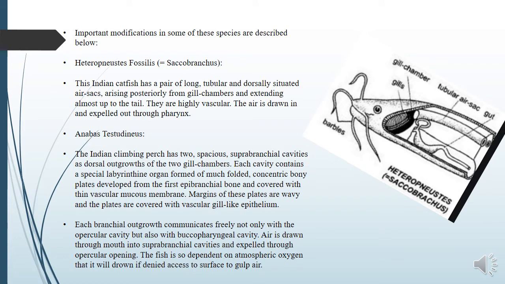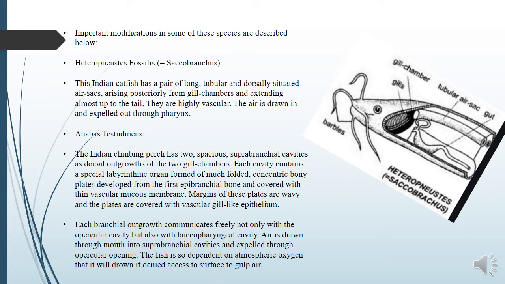Important modifications in some of these species are described below. First of all, we discuss Heteropneustes fossilis, that is Saccobranchus. This Indian catfish has a pair of long tubular dorsally situated air sacs arising posteriorly from the gill chamber and extending almost up to the tail. They are highly vascular. The air is drawn in and expelled out through the pharynx.